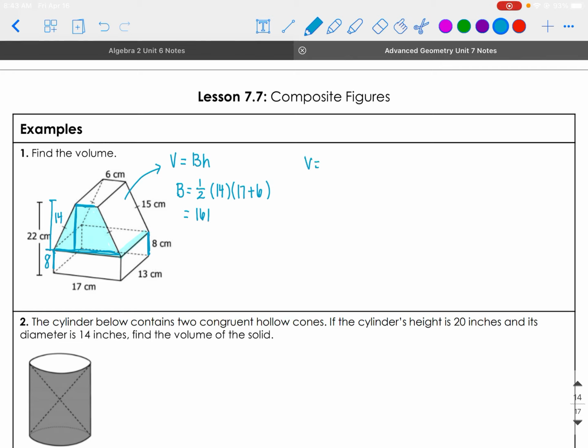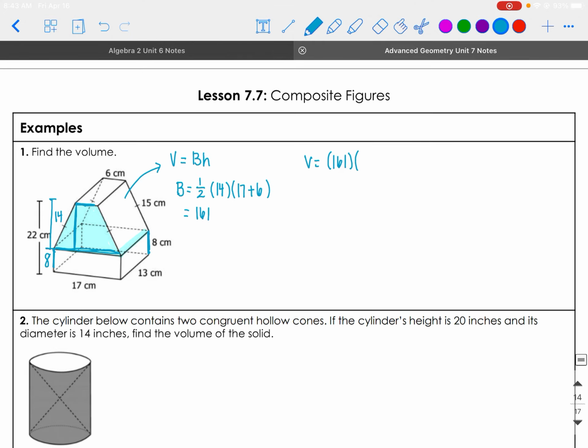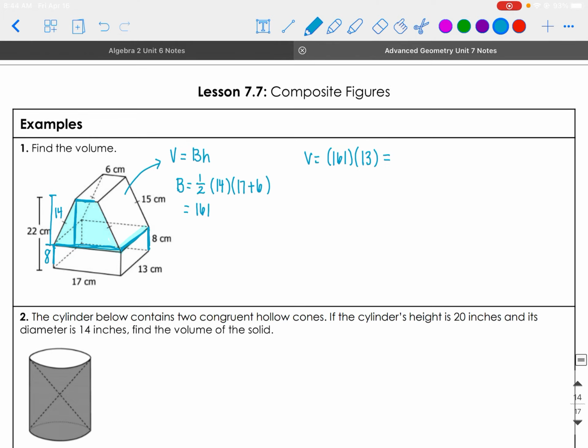So the volume is the area of the base, 161, times the height. Remember, the height of a prism is not from bottom to top. It's from base to base. So 13. 161 times 13 is 2,093.